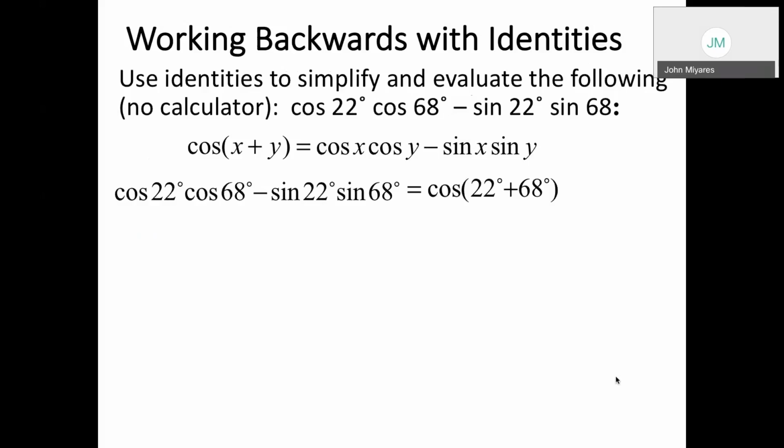Well, simplifying inside the parentheses, 22 plus 68 is 90. And now we do have a mad-minute angle here. The cosine of 90 degrees is 0. And that's all there is to this problem. All we really did was recognize that we could use these identities in reverse.